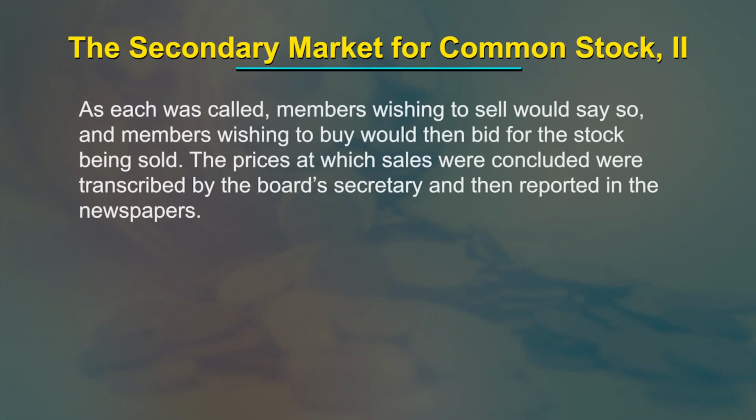When I talk about trading now, we find that trading was generally conducted at closed meetings in a large room. The president of the board called each security one by one. As each one was called, members wishing to sell would say so, and the members who wanted to buy would then bid for the stock that was being sold. The price at which the sales were completed was transcribed by the board secretary, and then the prices were reported to the newspapers.